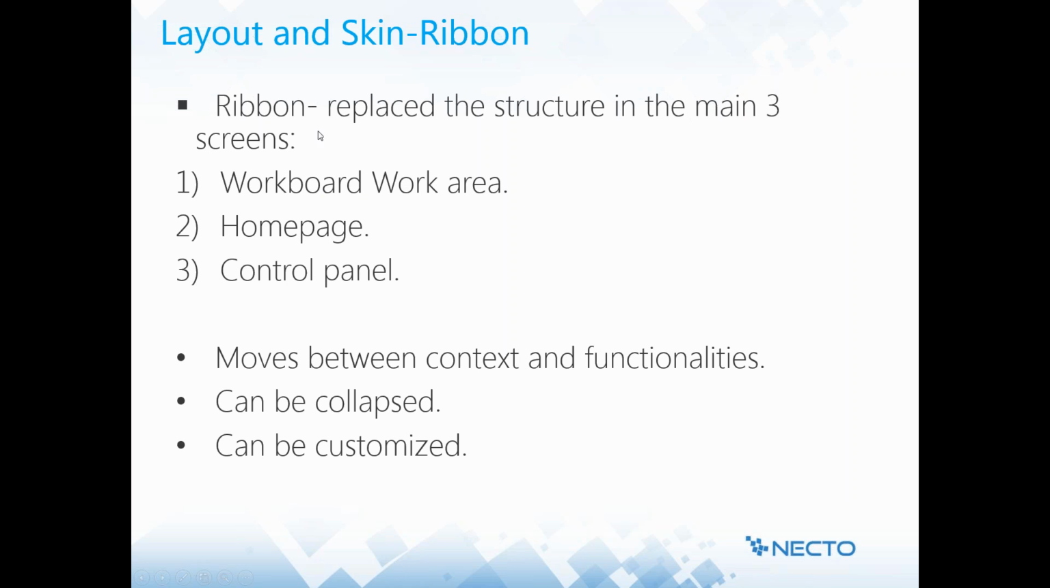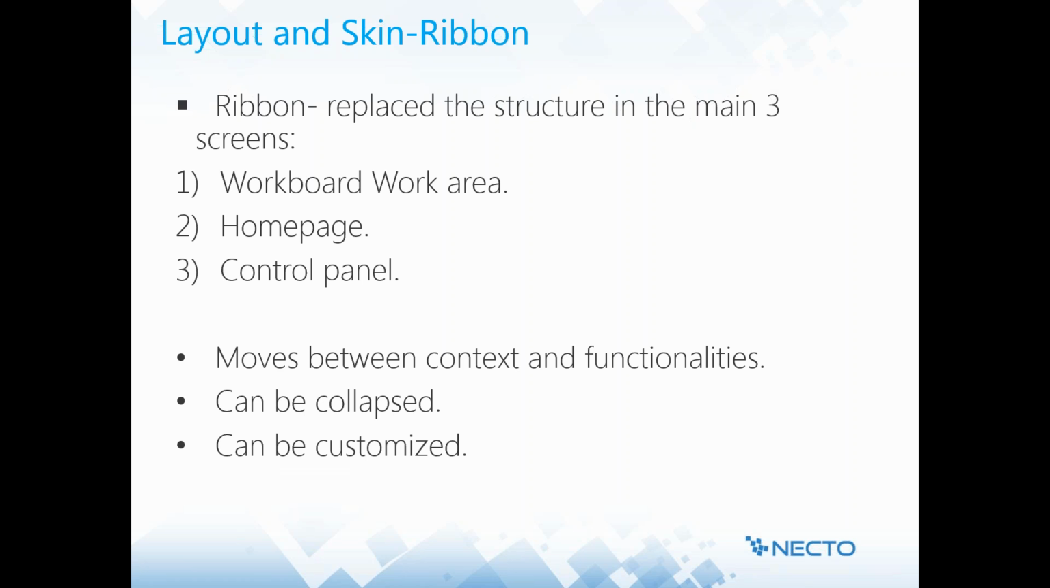So the ribbon replaced the structure of the top of the application in three places. In the workboard work area, which is the main usability pane that was in the previous versions of Necto, we had different complaints that the usability or the user experience wasn't very clear. So we modified, we didn't change or add any capabilities. The capabilities are the same capabilities, but in a ribbon-like mode.